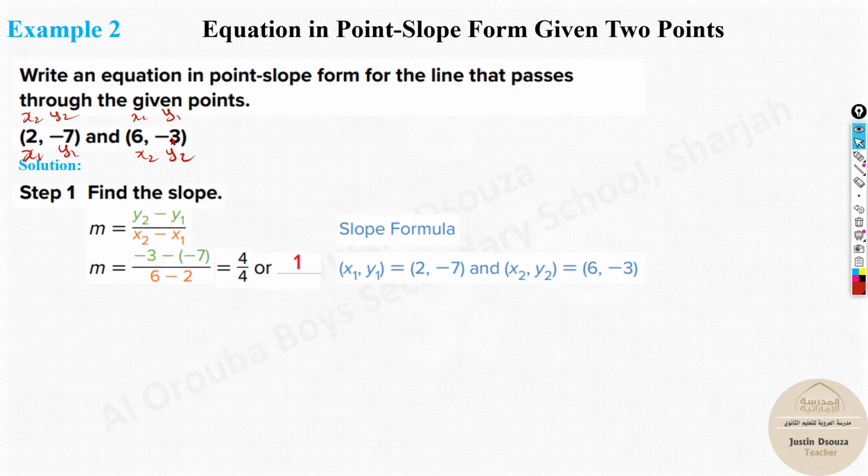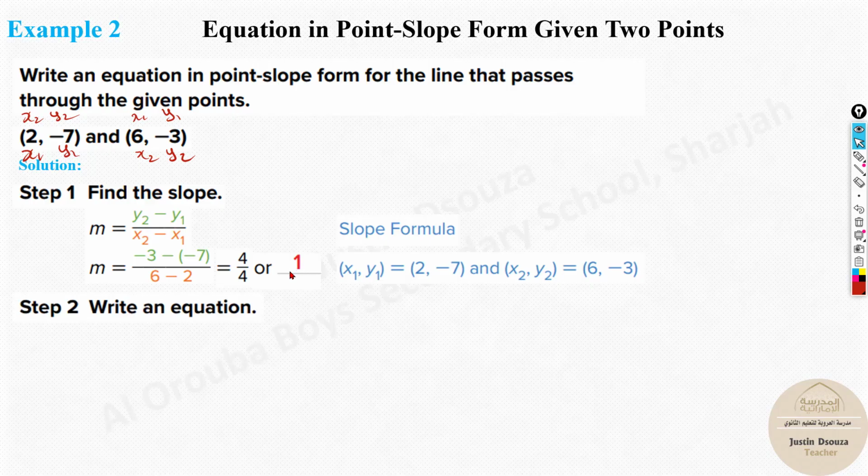Then all you do is substitute. You can see over here y2 is considered as negative 2. Minus y1 is negative 7. So minus minus becomes plus. And 6 minus 2. When you solve this, it will be 4 by 4. That is 1. That would be the answer.